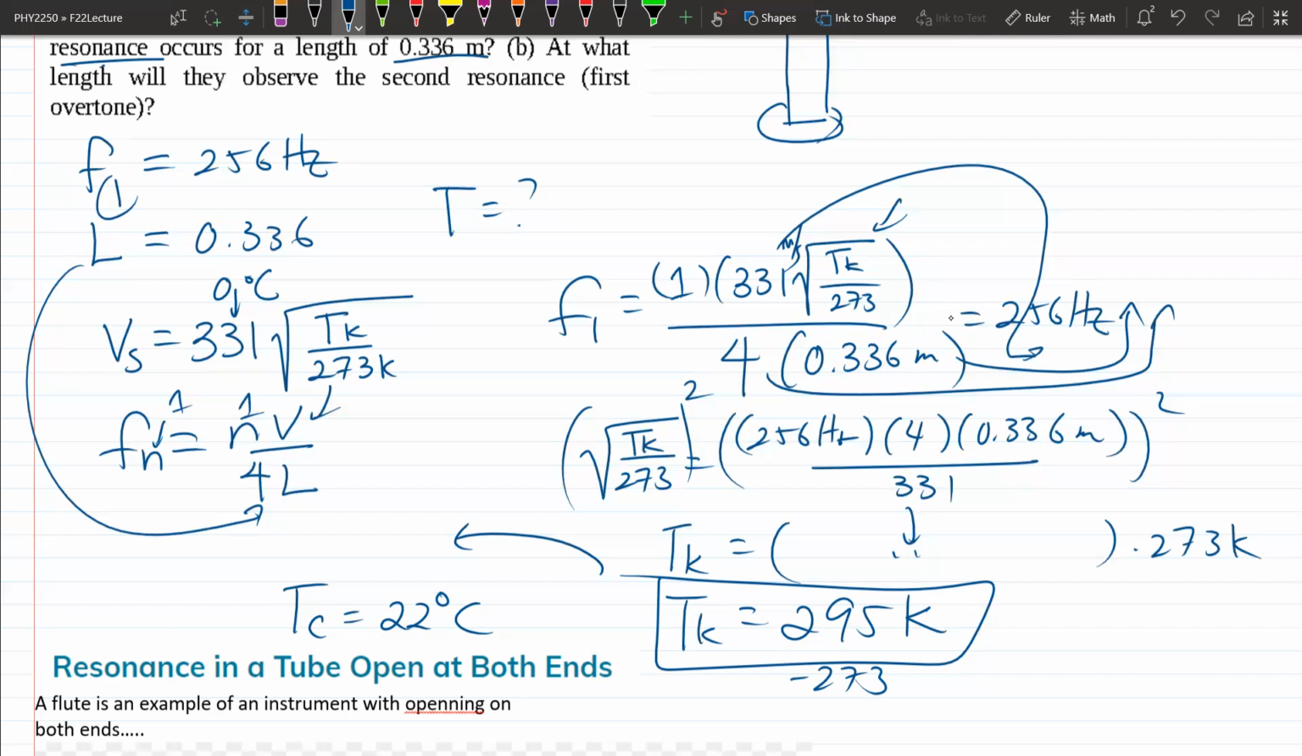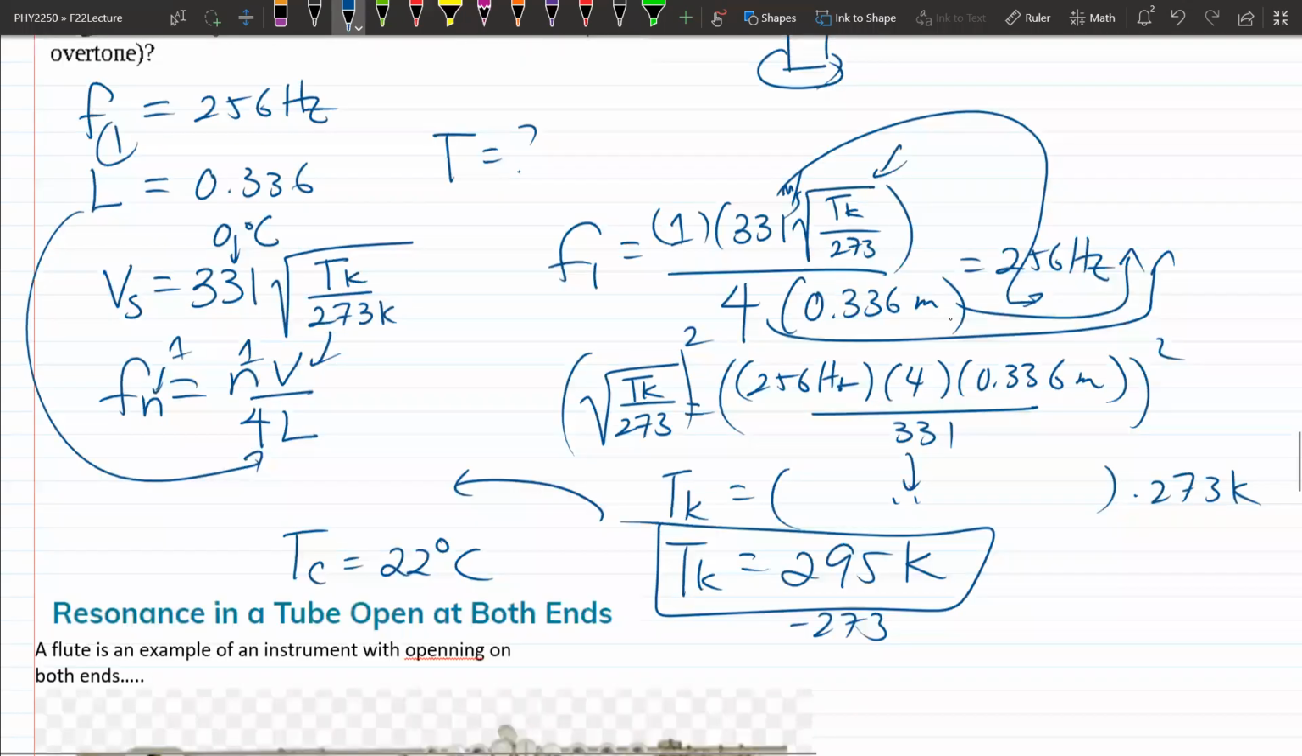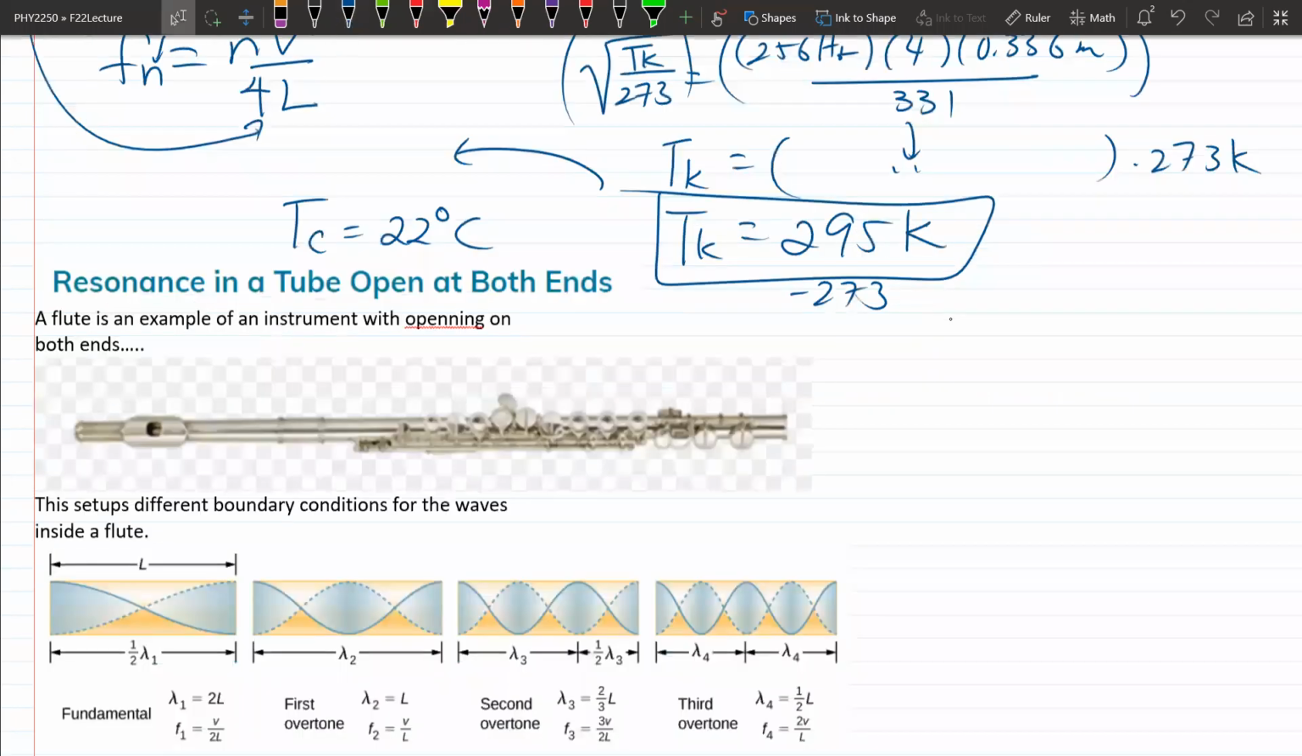But before we jump to the worksheet, I want to go over the other type of tube, which is what you actually need on the worksheet. We're going to do a flute on the worksheet. So there's another instrument called a flute. Instead of having just a single open end like the clarinet, the flute actually has 2 open ends, where you blow in from the side and the air comes out on both sides.